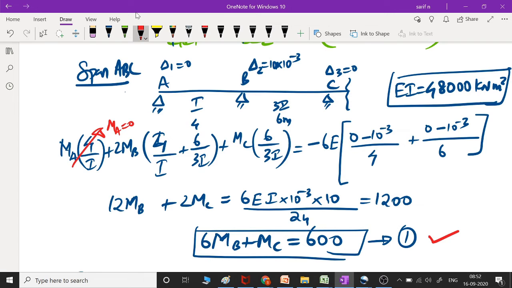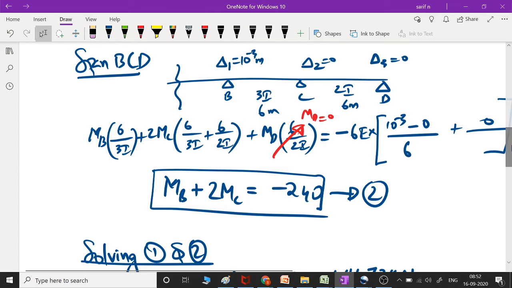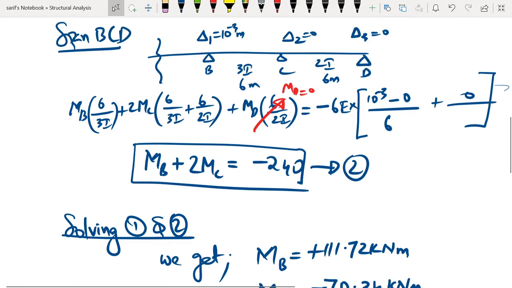Now, what we have to do next is apply it for the span BCD. Again, if we apply the three moment equation for the span BCD, delta 1 becomes 10 raised to minus 3, that is the support settlement at B, and is positive because it is downward. Delta 2 and delta 3 are both 0 in this case as C and D do not have support settlement.